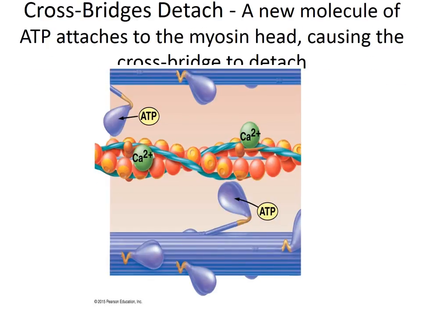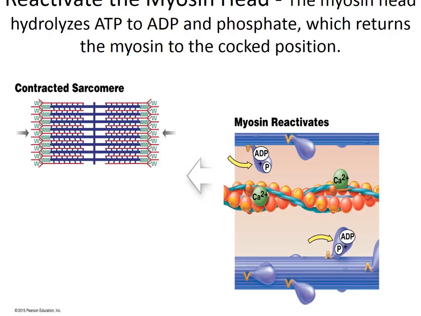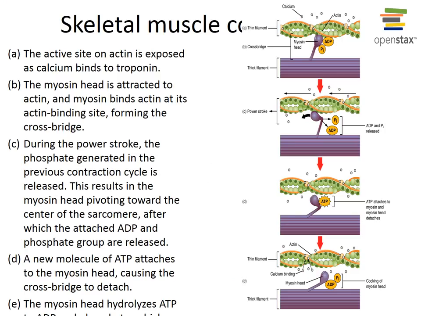and the cross-bridge detaches. A new molecule of ATP attaches to the myosin head, causing the cross-bridge to detach, and the myosin head hydrolyzes ATP to adenosine diphosphate and phosphate, which returns the myosin to the cocked position. And here is an overview of the steps that we just covered.